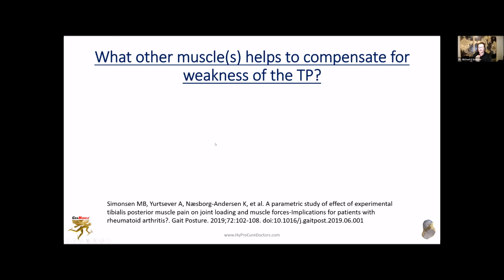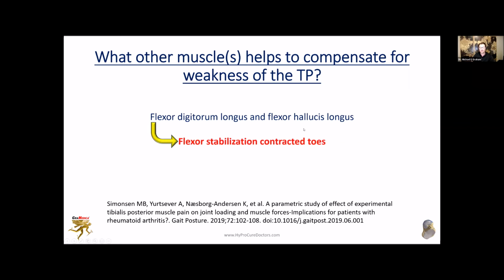Now, something else to also consider is once the tib post is being overstretched and it's weakened, the other supinatory muscles, like the flexor digitorum longus and flexor hallucis longus, are going to have to try to help compensate to prevent the pronation and to help supinate the foot. And what do we know happens when the flexor digitorum longus contracts too much? Well, we end up with those flexor stabilization hammer toes.